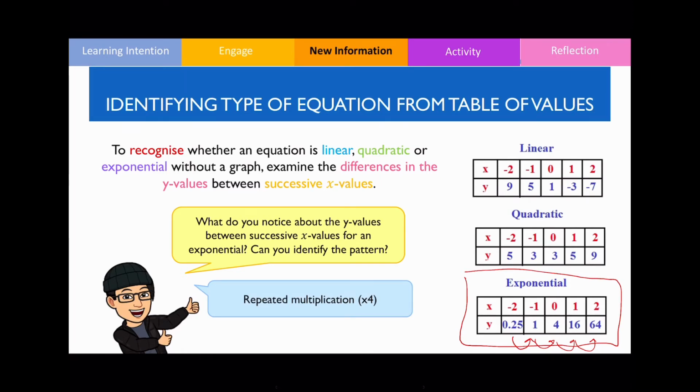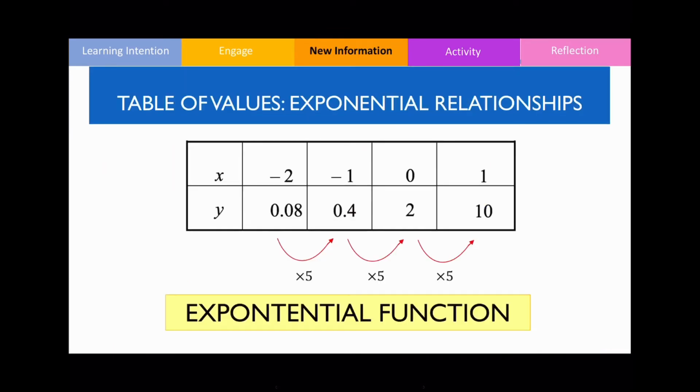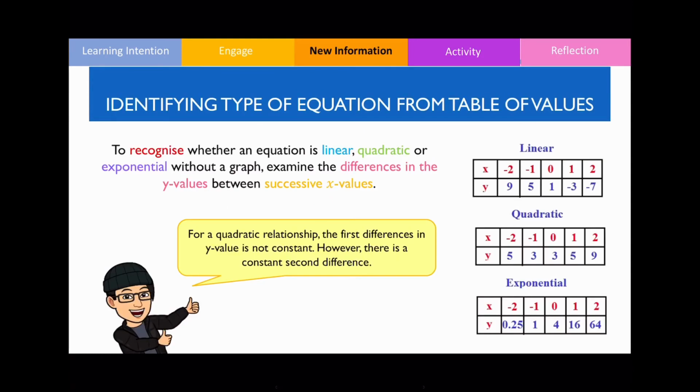And this is a key characteristic for all exponential relationships, okay? And I'm going to show you using another example. In this case over here, notice that between each successive x term, for the y value, there's a common ratio. You're always going to be multiplying it by 5 every single time. Now, for the quadratic relationship, it's a bit hard for you to actually examine it. So I'm going to pretty much be giving you the answer straight away.